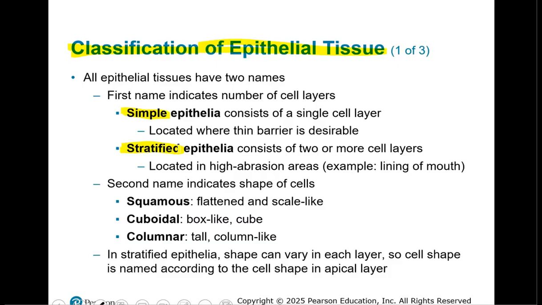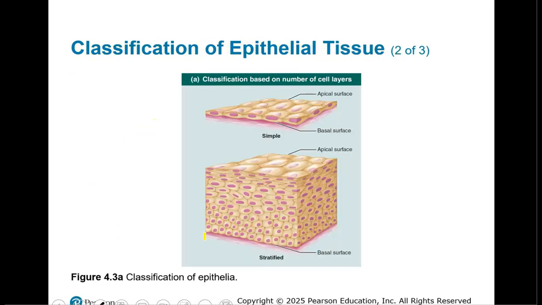And then the second part of the name is going to indicate the type of cell, the shape of the cell. So squamous means flat, cuboidal is box-like or cube-like, columnar is tall. Okay, so you can have simple squamous, simple cuboidal, simple columnar, and then stratified squamous, stratified cuboidal, stratified columnar. So what you're seeing here, of course, is simple squamous, a single layer of flat cells. And then what you're seeing down below is stratified squamous.